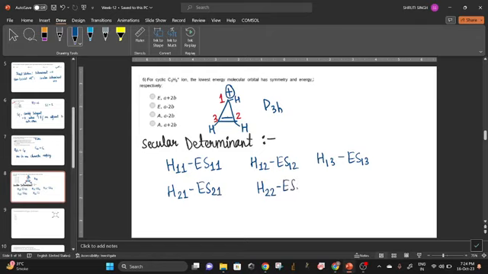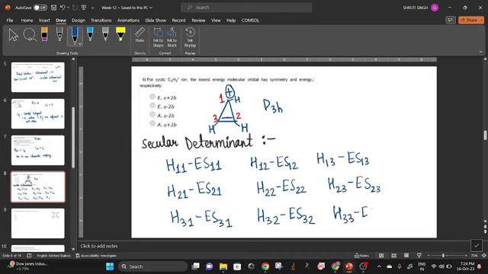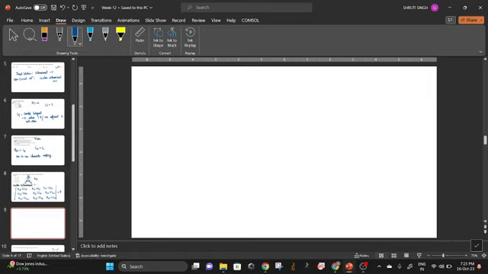H22 minus ES22, H23 minus ES23, H31 minus ES31, H32 minus ES32, H33 minus ES33. Okay, so this is the secular determinant. This will be equal to 0. Now let's see what the values of these H and S are.